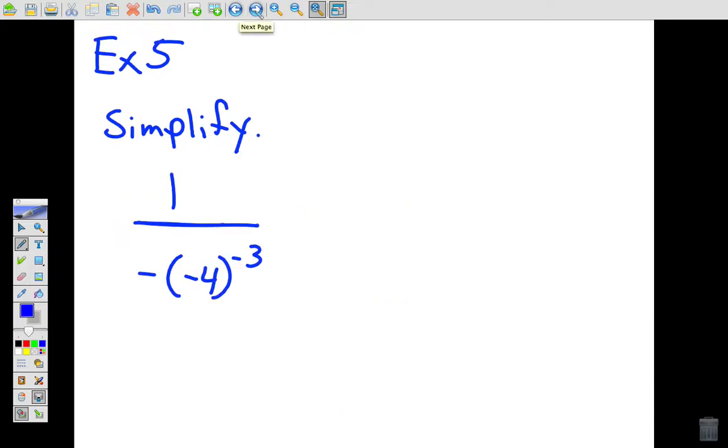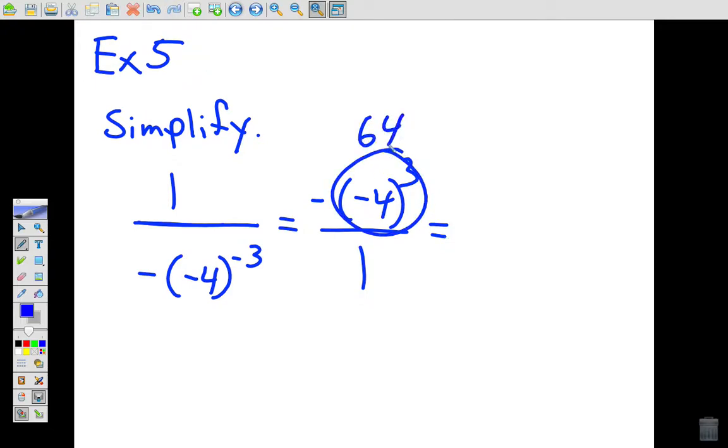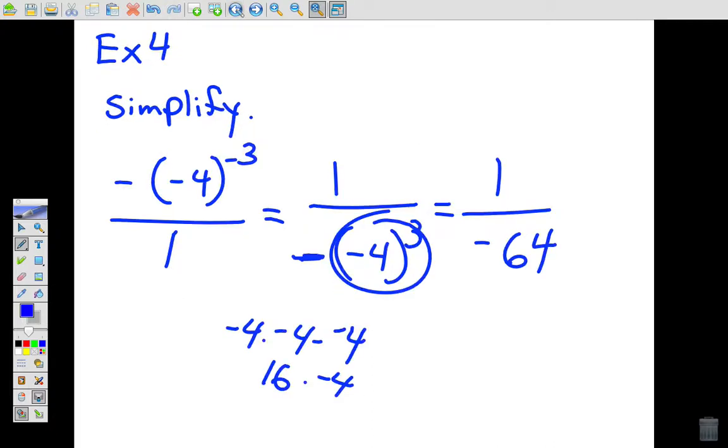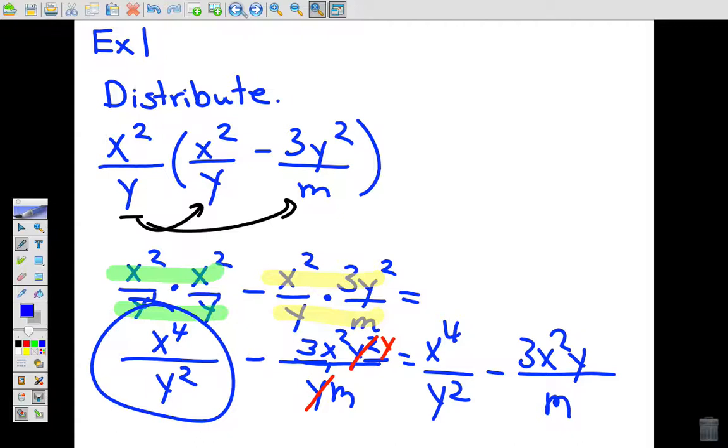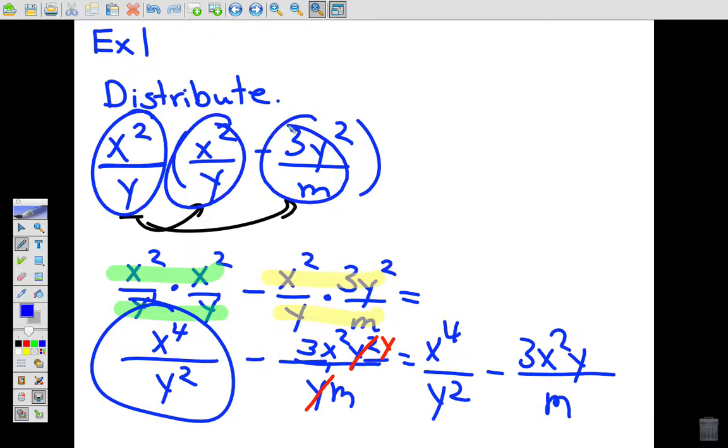And our final example, everything's in the bottom, move it up. And I don't need the 1 in the bottom. So you have the opposite of a negative 4 to the positive 3 power. And similar problem, remember out of this we've got 64 and take the opposite of that, so I get a negative 64. All right, so the topic of this lesson was distributive property of rational expressions, but realize when we talk about rational expressions, really we're talking about fractions here, aren't we? Lesson 36.